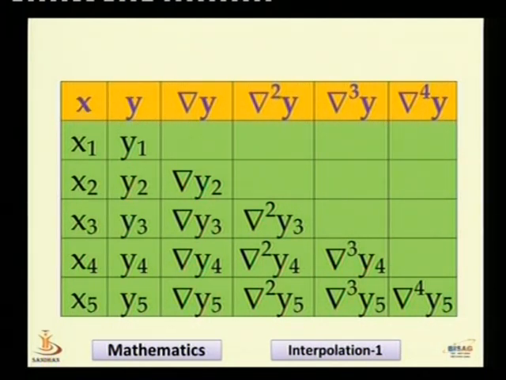One more thing you can see from the table, since we are having 5 tabular points, we have to evaluate only up to the fourth order backward differences, that is only up to nebla raised to 4. If we are having 6 points, we will be evaluating up to nebla raised to 5. Similarly, for n points, we have to evaluate up to nebla raised to n minus 1.